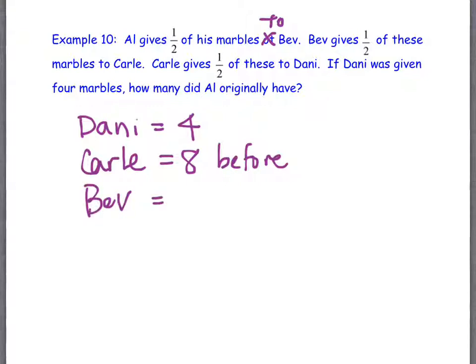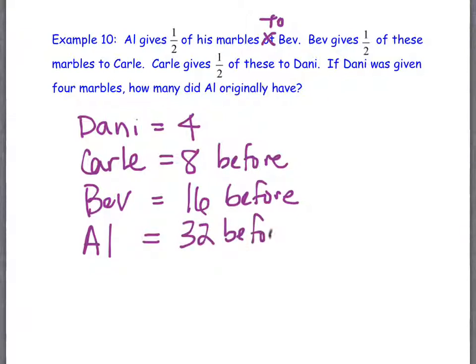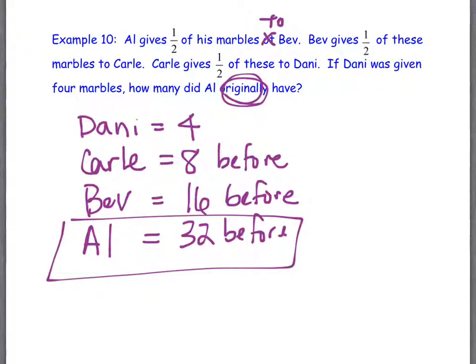Okay, so before Carl was Bev. Bev gave those 8 to Carl, so how many did Bev have? She had 16 before. How many does she have now? She has 8 now. She gave half of them away. And then Al came before Bev, so Al has 32 to start with, originally, which is actually what I'm asked for. If I were asked how many does Al have now, it would be 16. Yeah. So being very careful about the language that is being used. Al had 32 marbles. I'll put marbles in here. Before he started giving them away, or originally.